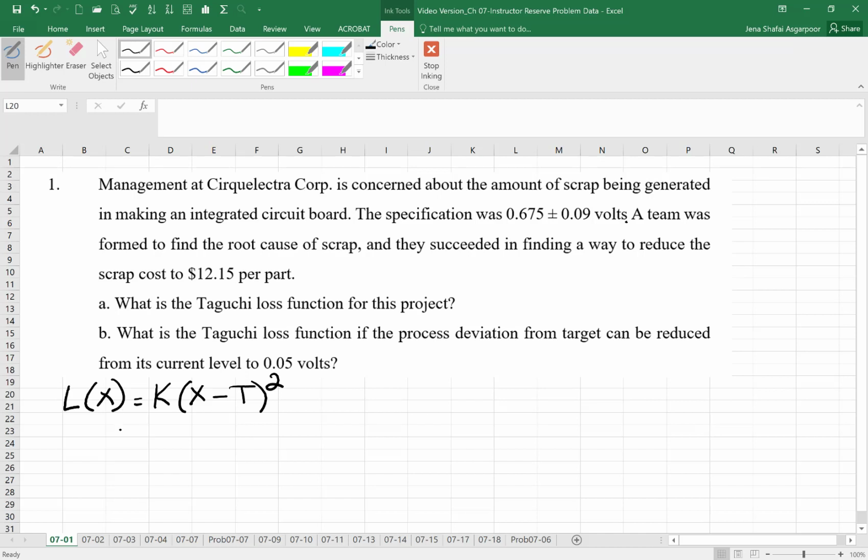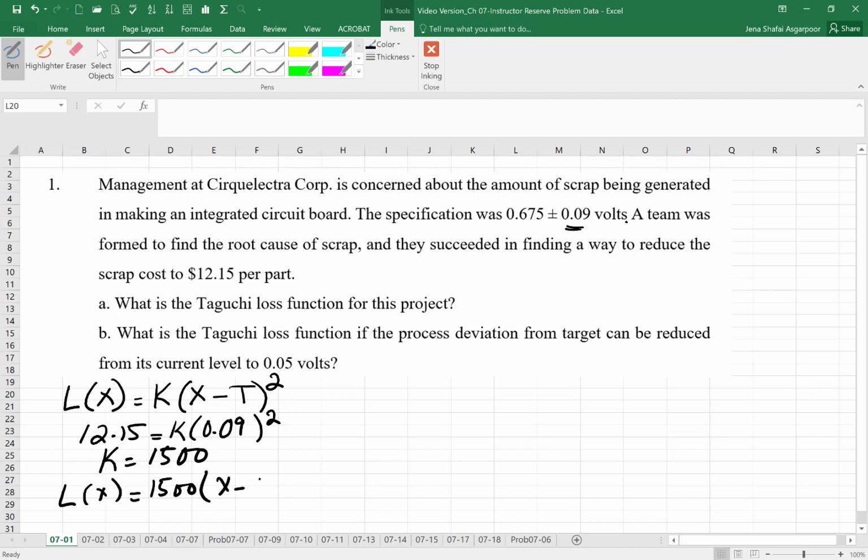In this case, we have a $12.15 cost per unit, and we want to compute that K, or that constant, and we know that the tolerance allowed is 0.09. So if we solve for K, we get 1500. And so our loss function is K, which is 1500, times X minus T, where T is the target value, squared.